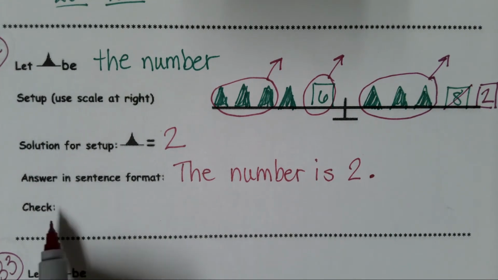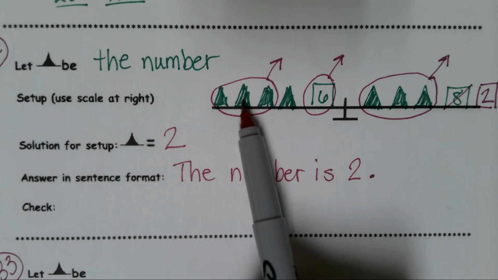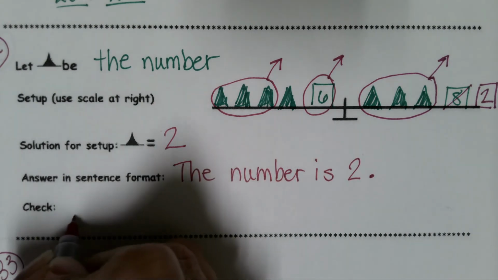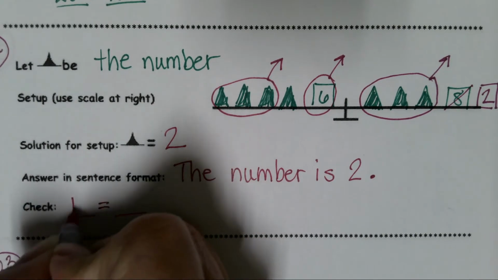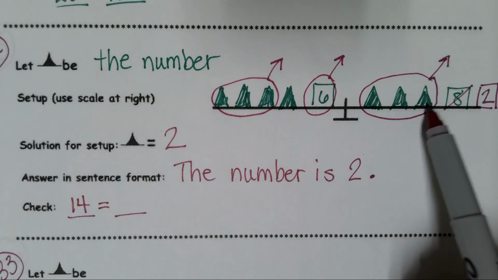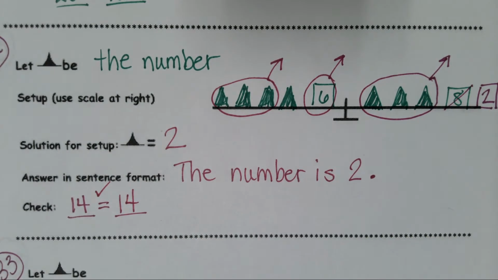And then our check, we're going to go back to the green. We're going to plug in a 2. 2, 4, 6, 8. 8 plus 6 is 14. On the right, 2, 4, 6. 6 plus 8 is 14. That is a check.